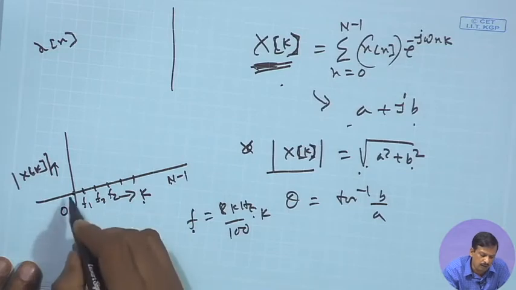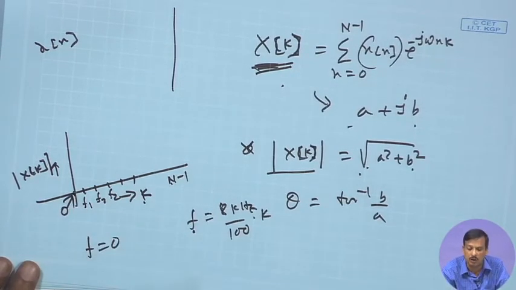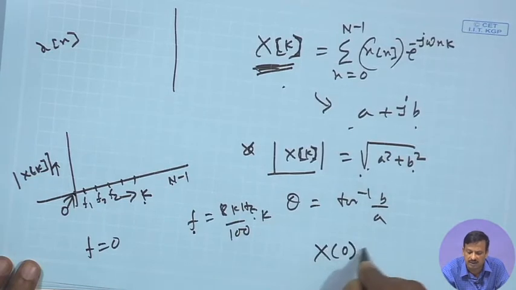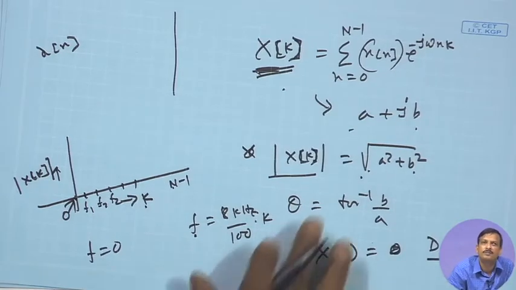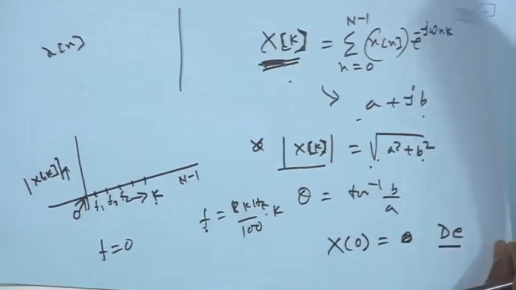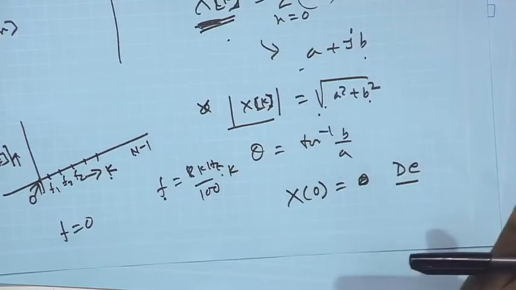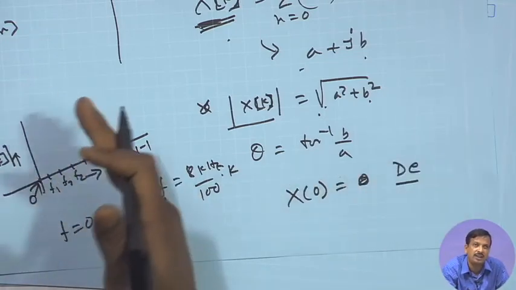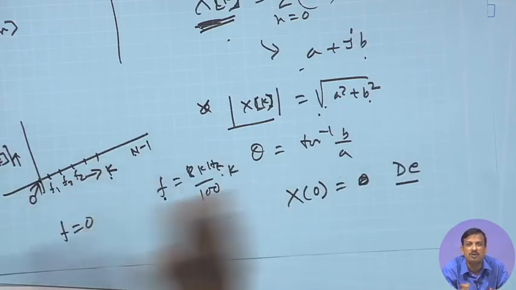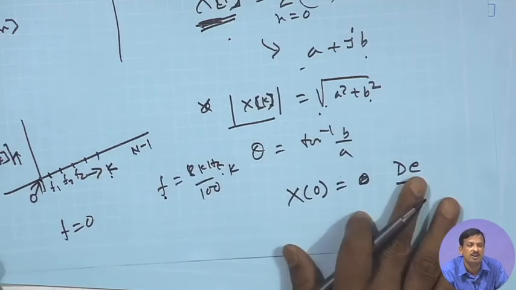Okay. Now, if you see here, f is equal to 0. So, X[0] is the frequency equal to 0, that is nothing but the DC component of the signal. So, X[0] is the DC component of the signal. Those properties you have to know: frequency resolution, DC component, and how to do the k to f conversion. Those things will be used in the implementation of digital speech processing.